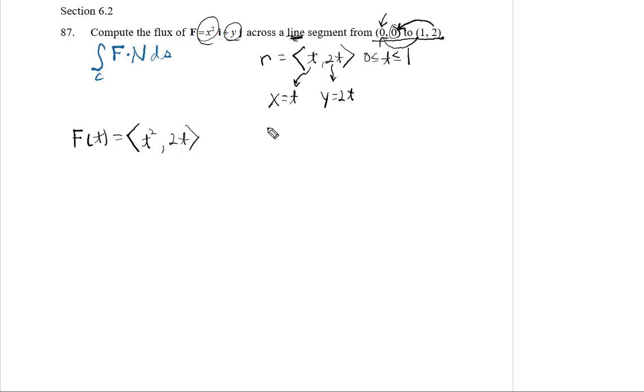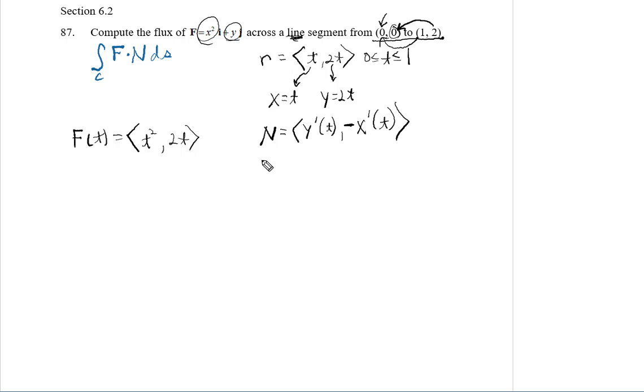Now we will calculate the normal vector, capital N, that we need. Now I did this in a separate video to show you why this works out the way it does. However, the calculation is simply to take the derivative of the y component, the derivative of the x component of the parameterization, and make that negative.